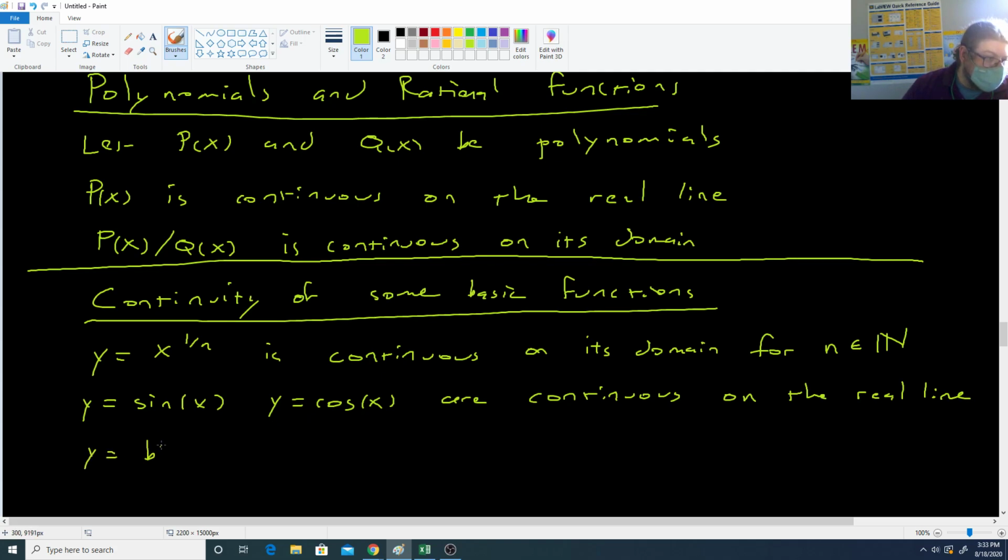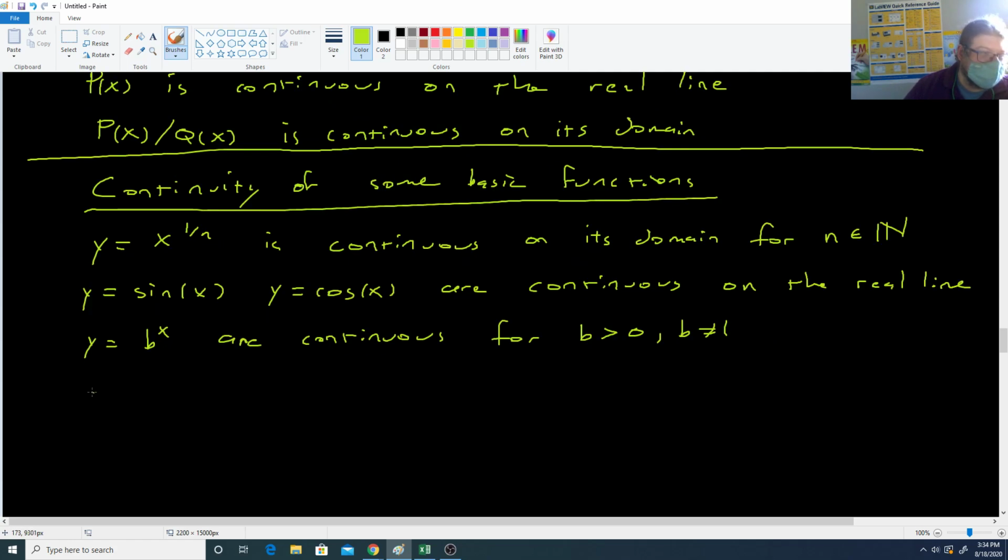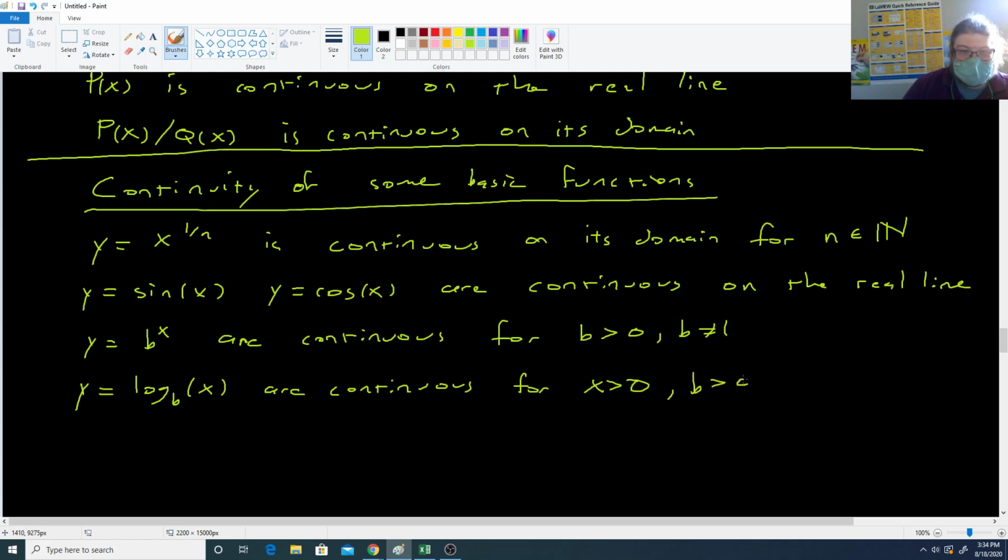y equals b to the x power, so that's our exponential functions, are continuous for b is greater than 0 and not equal to 1. And then our logarithms, log base b of x, these are continuous for x needs to be positive, b needs to be greater than 0, and b cannot equal 1.